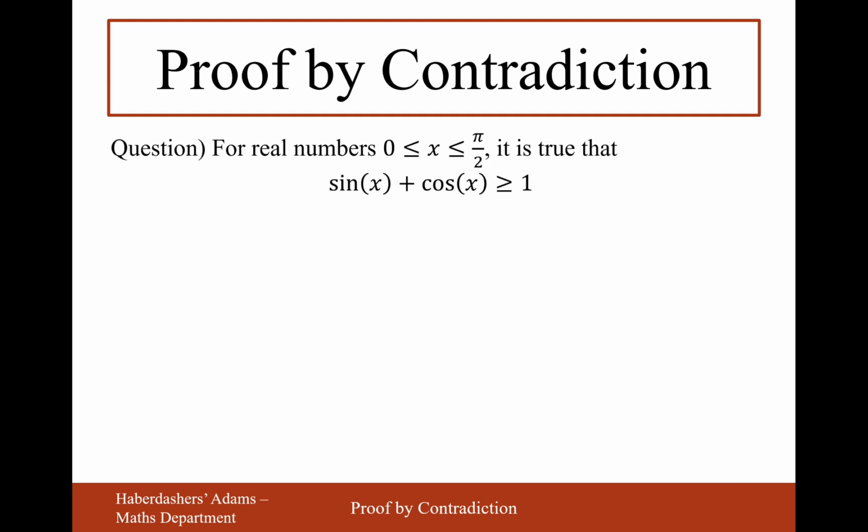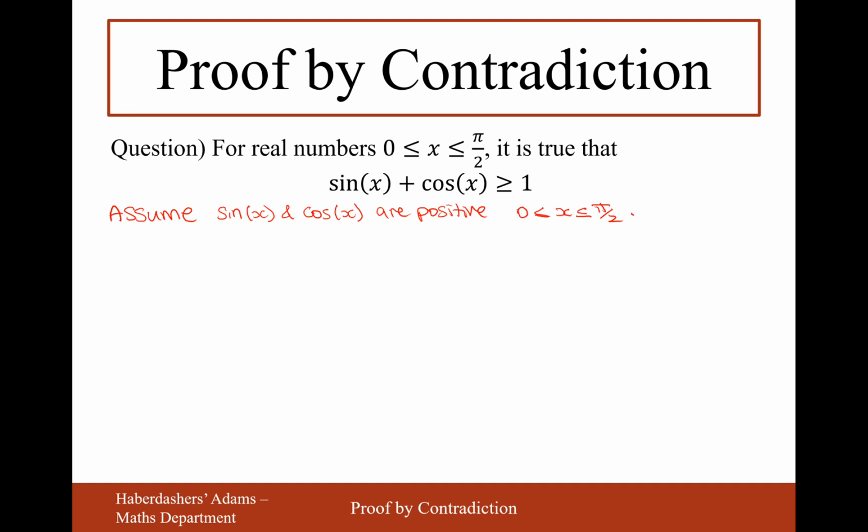Okay, so moving on to the second one then. For real numbers where x is in between 0 and pi by 2, it's true that sin x plus cos x is greater than or equal to 1. Okay, so we'll start by assuming that the reverse of this is correct. Now, to start with, we know that sin x and cos x are positive when it's in between 0 and pi by 2.